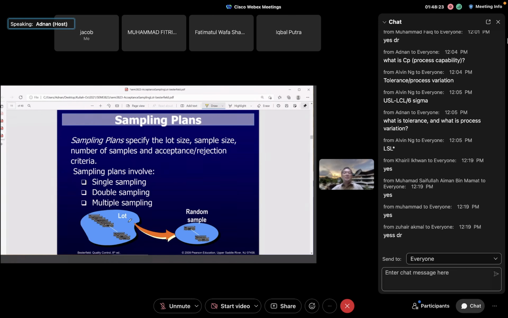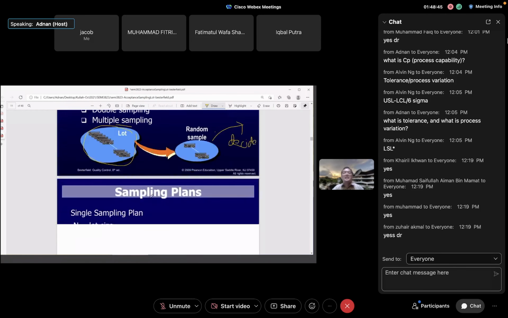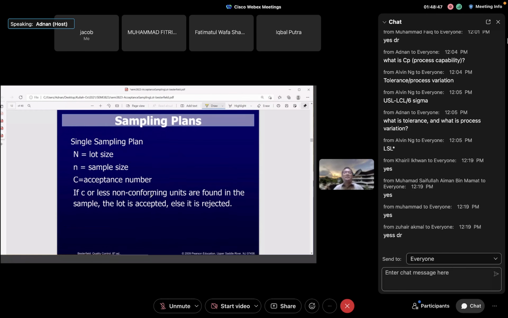So you are producing in the factory, lot by lot. Now you randomly select a sample and make a decision. So how do we do the sampling? You can do single sampling, double sampling, or multiple sampling. What are the differences among these? Single sampling is very simple.